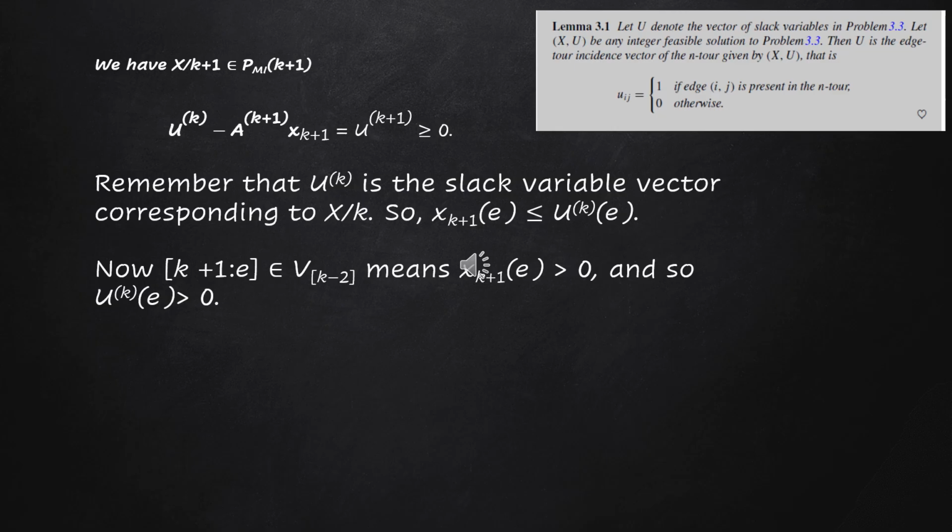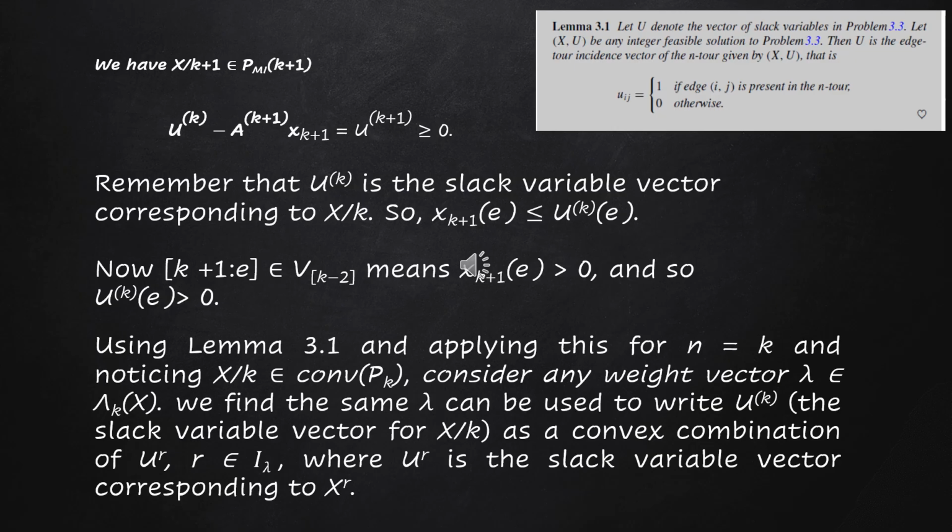Applying Lemma 3.1 for k and noticing X given k is in the pedigree polytope for k, conv P_k, consider any weight vector lambda in capital Lambda_k(X). We find the same lambda can be used to write U^k, the slack variable vector for X given k, as a convex combination of U^r, for r in I_lambda, where U^r is the slack variable vector corresponding to X^r.